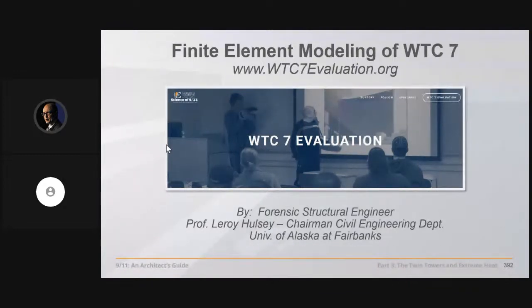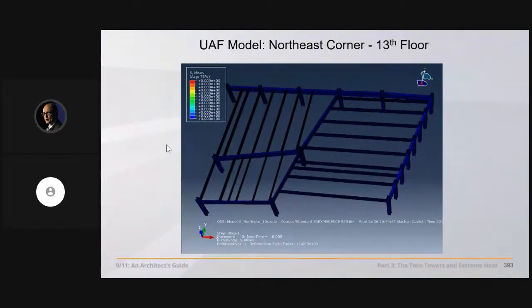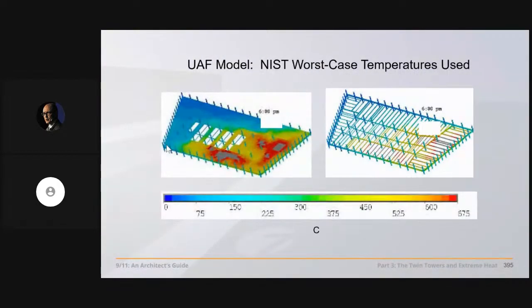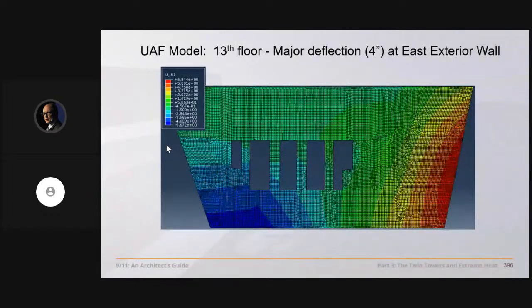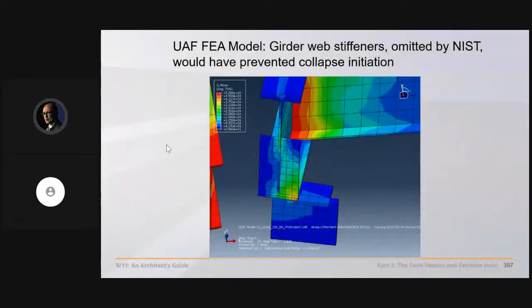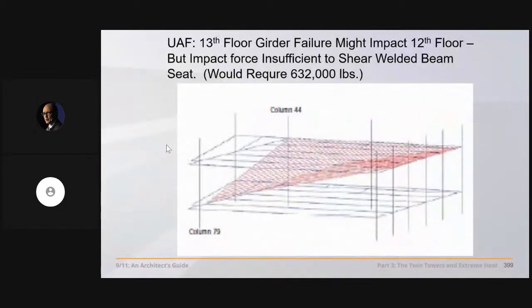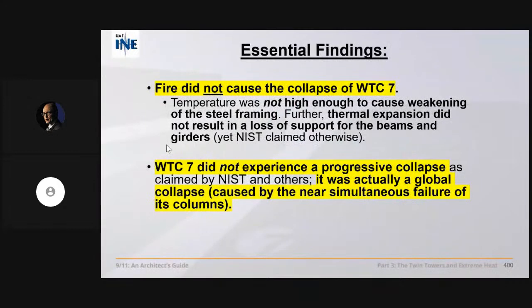As I mentioned, one of the top forensic structural engineers in the country from the University of Alaska, the chairman of the Civil Engineering Department, Professor Leroy Halsey, has engaged in a $400,000, now $300,000, 4-year study in which he has conclusively determined that this building, the third skyscraper to collapse on 9/11, did also not come down by fire. So how did it come down? It didn't experience a progressive collapse, as NIST claimed.